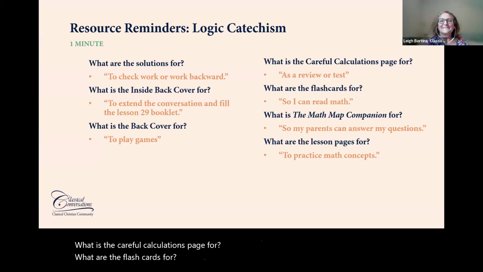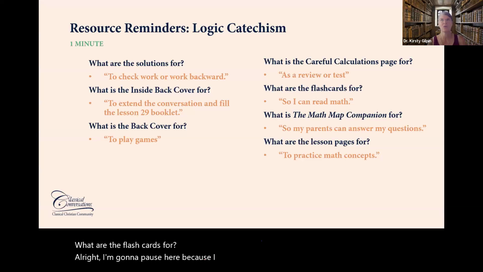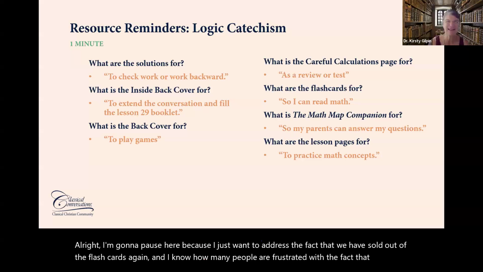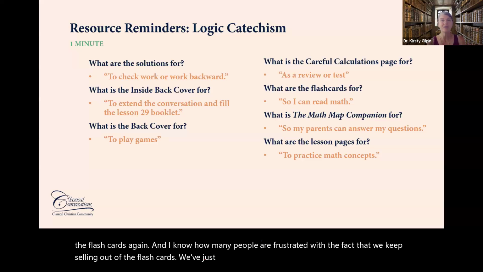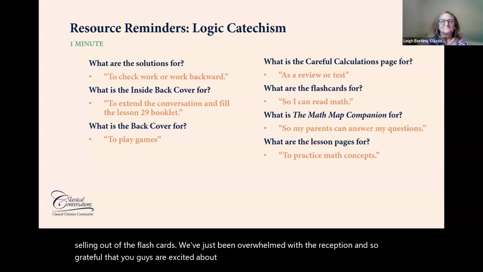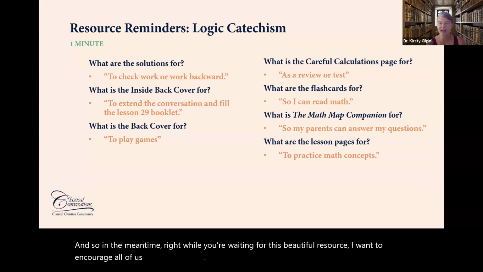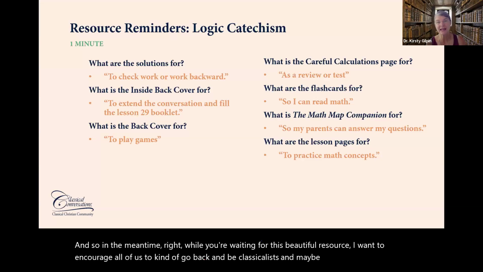All right, I'm going to pause here because I just want to address the fact that we have sold out of the flashcards again. And I know how many people are frustrated with the fact that we keep selling out of the flashcards. We've just been overwhelmed with the reception and so grateful that you guys are excited about this. And so in the meantime, while you're waiting for this beautiful resource, I want to encourage all of us to kind of go back and be classicalists. And maybe grab some index cards and make some flashcards yourself.